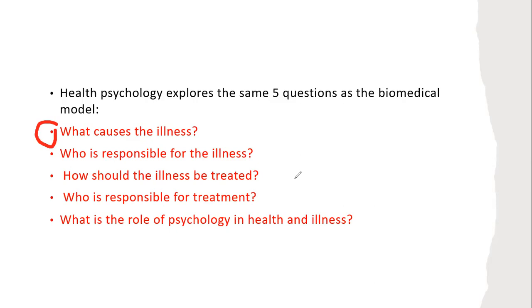And who's responsible for the illness? It is not simply the individual. It's more about the individual, the behavior of the individual, the actions of the individual. All right. So how does that person get cancer? Well, there's got to be a behavior factor in there. How should the illness be treated is the other question with the biopsychosocial model.